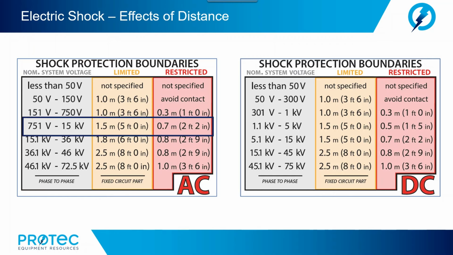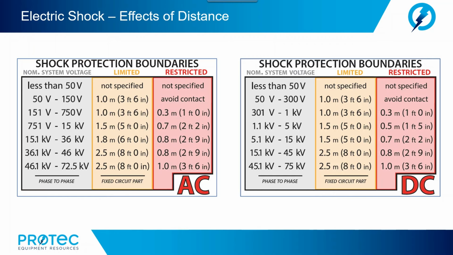So here we would look at the voltage level. The limited approach boundary for 10 kV would be 5 foot, and the restricted boundary would be 2 foot 2 inches. These are the safety approach boundaries that we would need to establish in our work area when testing at these potential levels. Now, let's say I'm doing a 5 kV megohmmeter test.